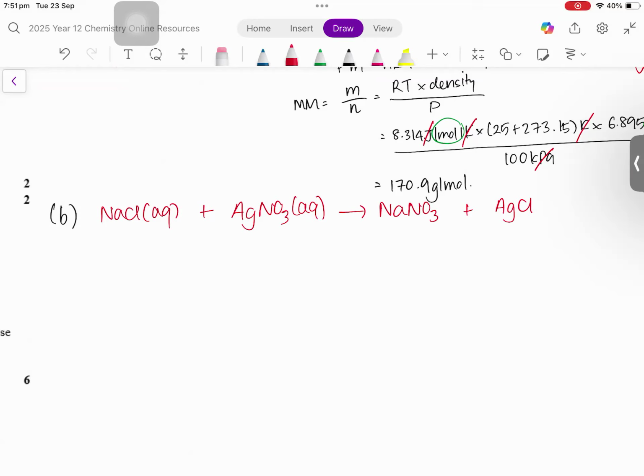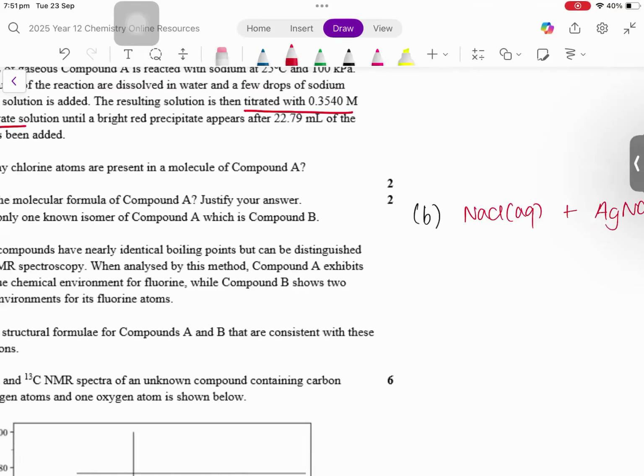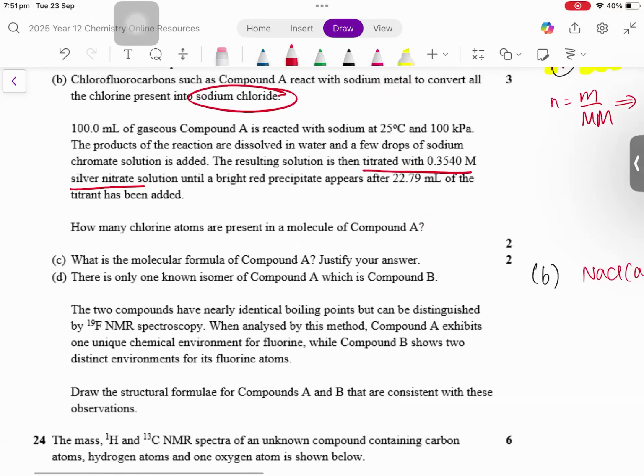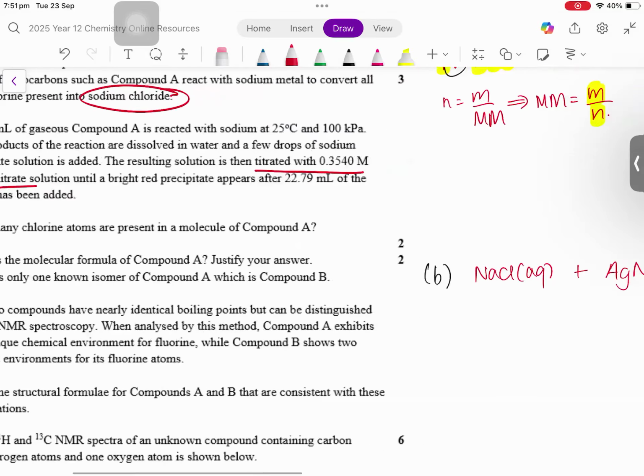Yep, it's the AgCl that's insoluble. The NaNO3 nitrates are always aqueous, group 1 is always aqueous. So remember, they're asking me for chlorine. All of the chlorine is in sodium chloride. So that's where I want to go. I want to go to the sodium chloride.